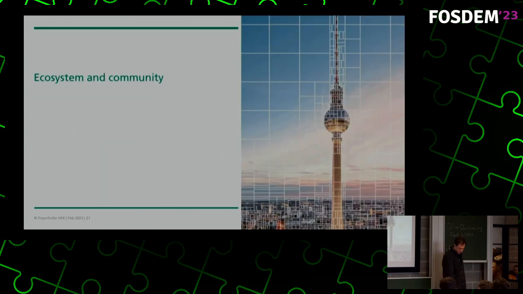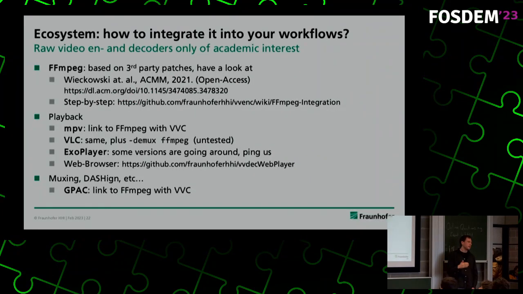All right, about the ecosystem and the community. Of course, raw video encoding and decoding is really only of academic interest, right? It doesn't really bring you anything. That's why we have been looking into FFmpeg support for a long time. There was an open access paper over 1.5 years ago that described how to do it for the decoder. There are some patches in the pipeline with FFmpeg. We also put in our wiki how to apply them manually if you want to build it. I know I've talked about this a lot, but the thing is, if it's not in FFmpeg, it doesn't exist. That's why we put up a how-to for you on how to do it.